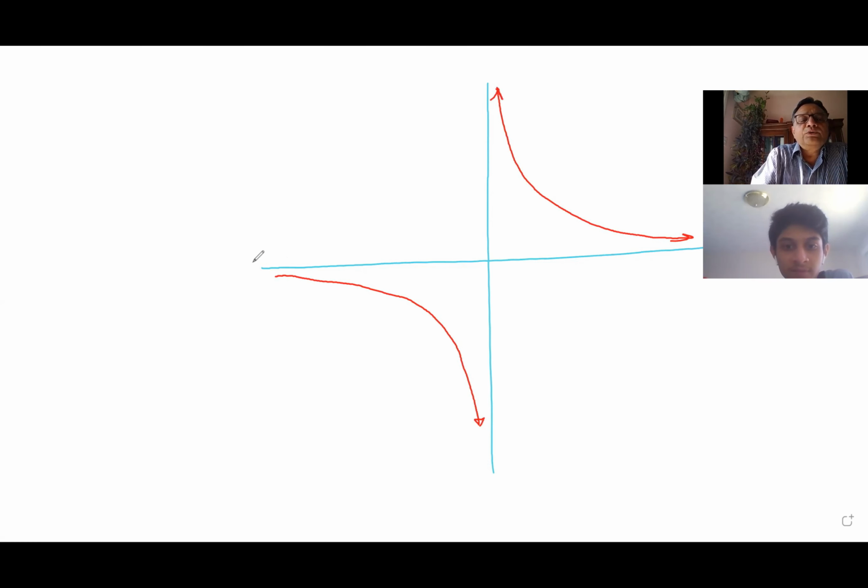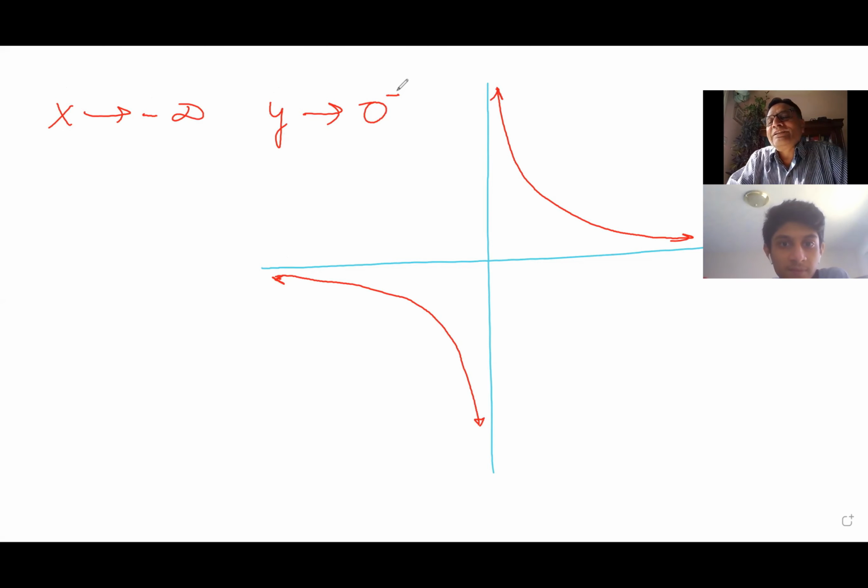So let's look at what happens when x approaches negative infinity. That is, when it goes on this side, what is happening? The y value approaches 0, but it approaches from the negative side, so we write 0 minus. It is from the negative side, from below. Do you understand? Yes. From below. But 0 is a real number, and therefore we say that the horizontal asymptote is y equals 0.